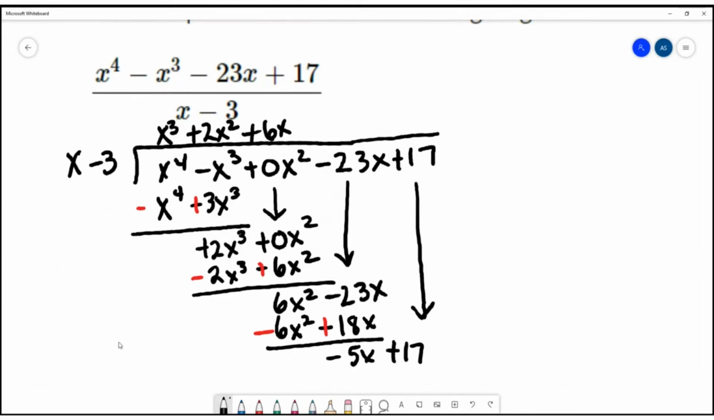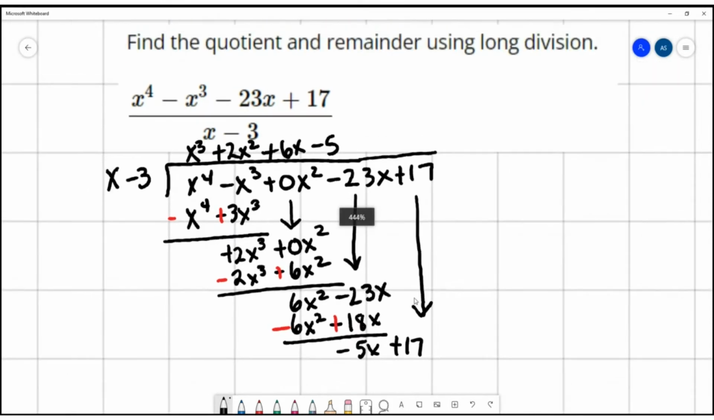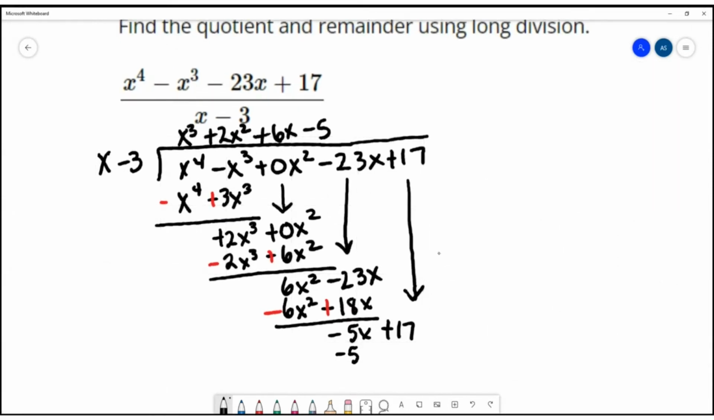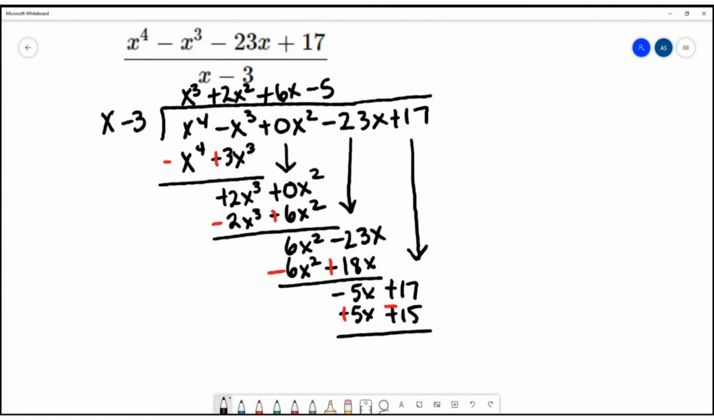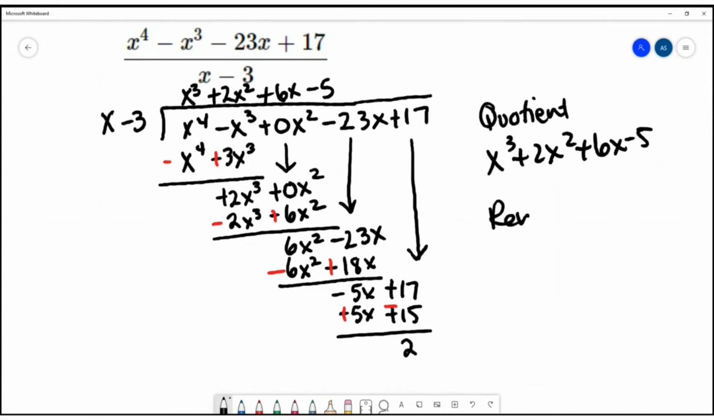Focus on the first terms again. X divided into negative 5x is negative 5. Negative 5 times x is negative 5x. Negative 5 times negative 3 is a positive 15. Got to change the signs to subtract. 17 minus 15 is 2. So we have our quotient of x cubed plus 2x squared plus 6x minus 5 with the remainder of 2.